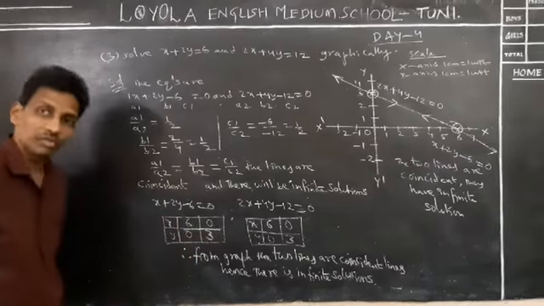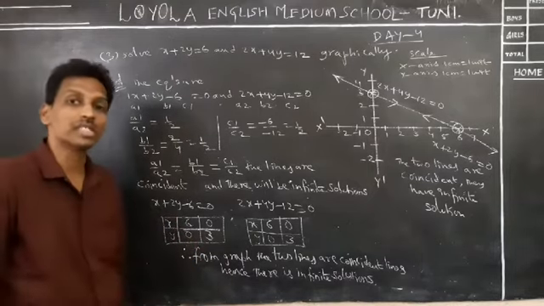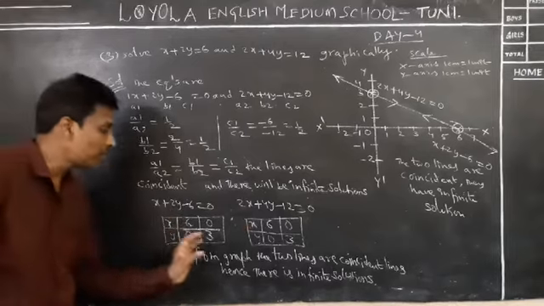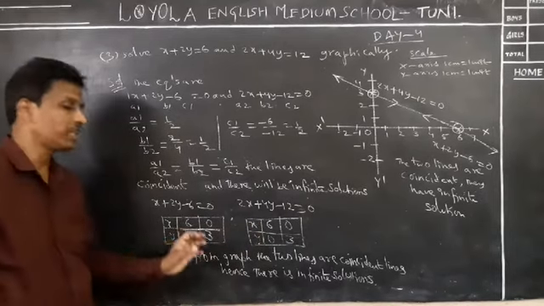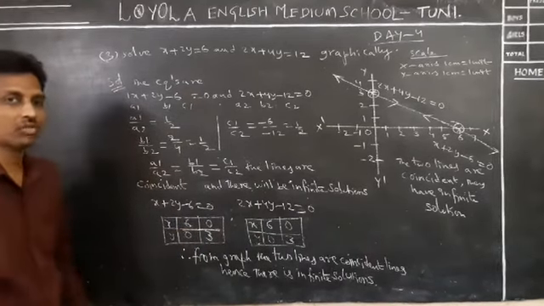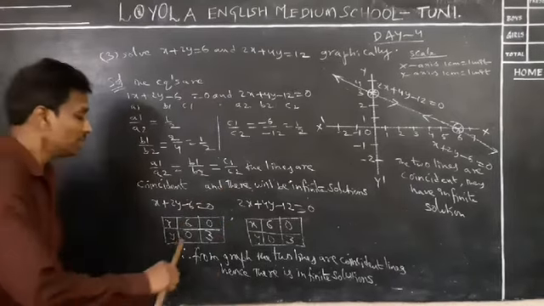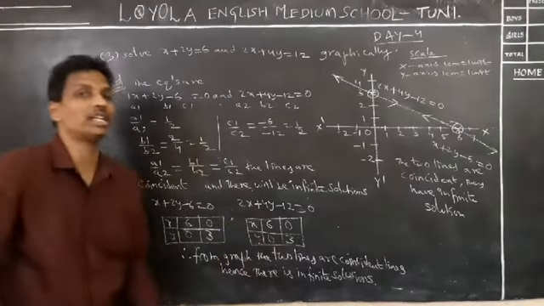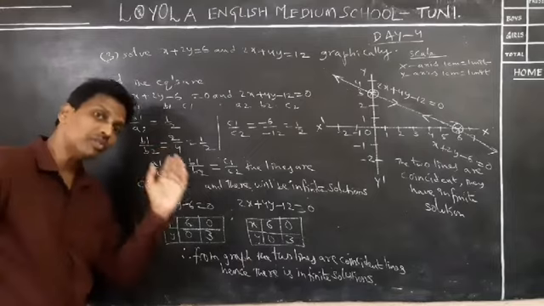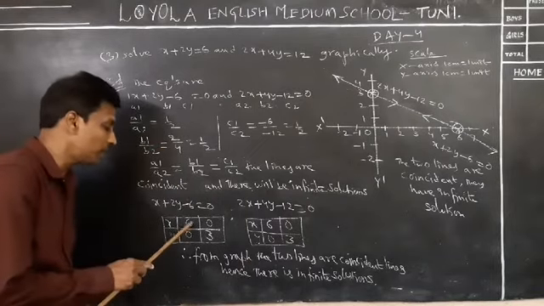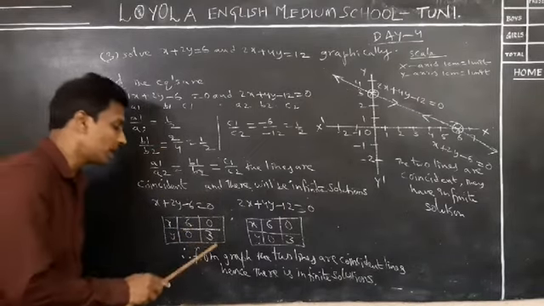Observe these 2 tables clearly. From both tables we get the same ordered pairs. We did not get different ordered pairs; these values and these values are never different. See here, this point is 6 comma 0, and this is 0 comma 3.